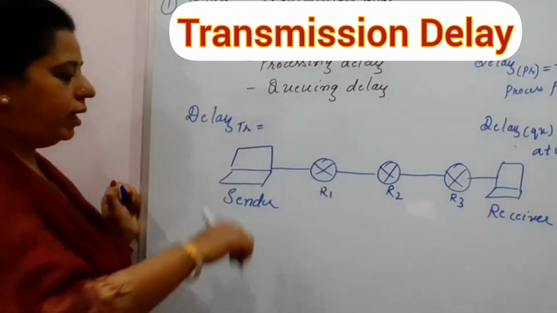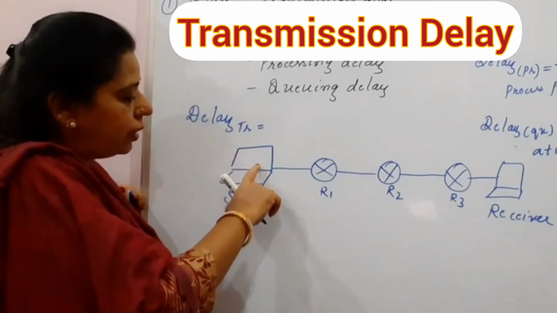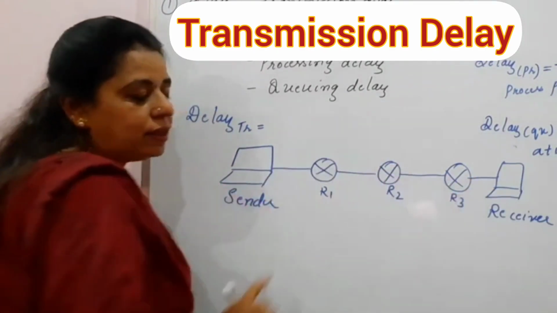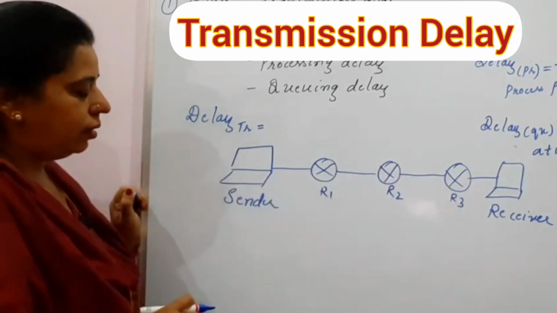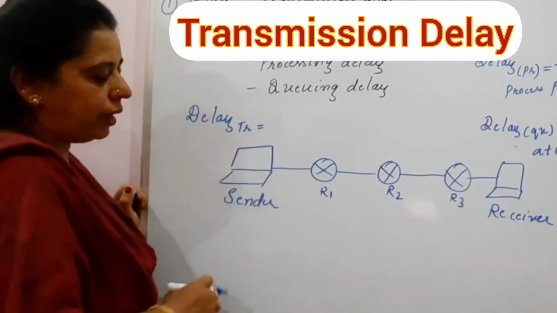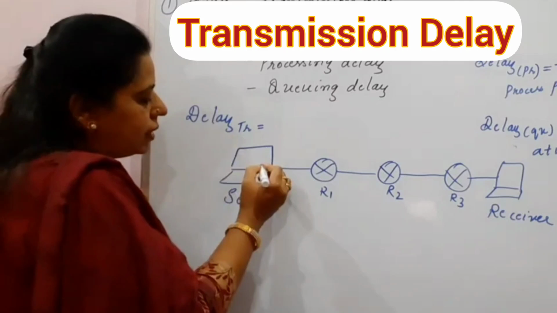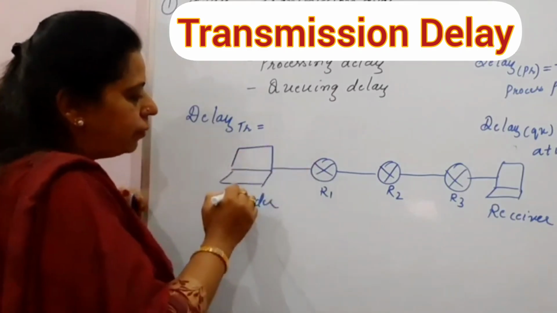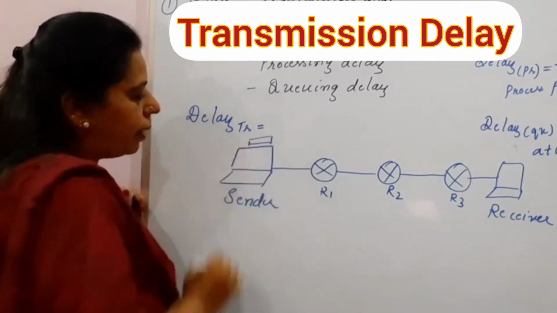Transmission delay is the time taken for the packet to travel from the sender until it reaches the receiver. How much time it is taking. So here, if you look at this particular scenario or any network scenario, the very first thing is the sender, which is going to transmit the packet. Let us take that the packet is with the sender.